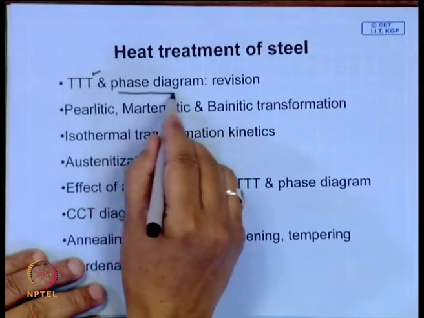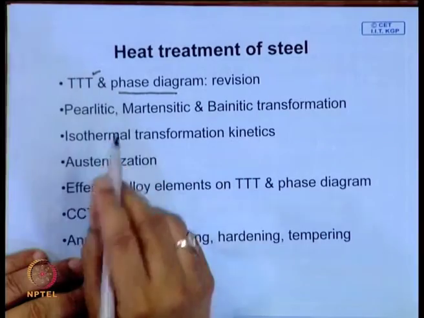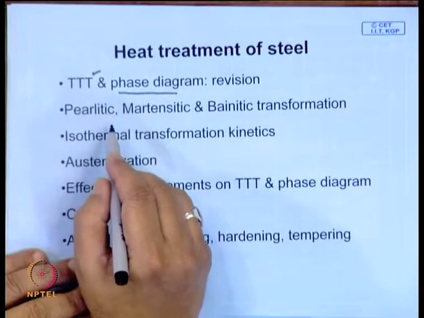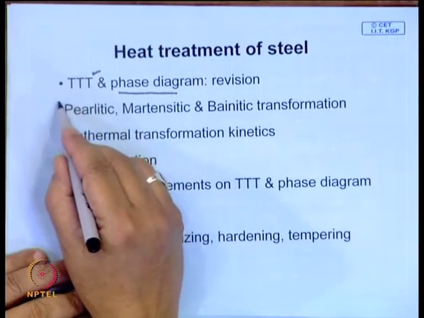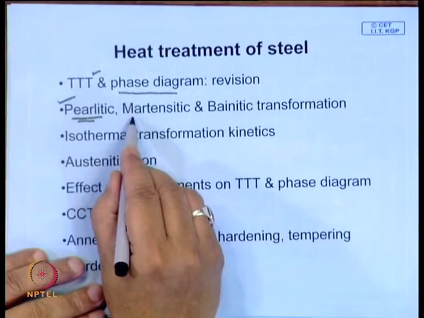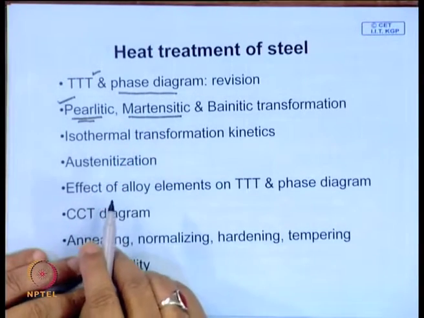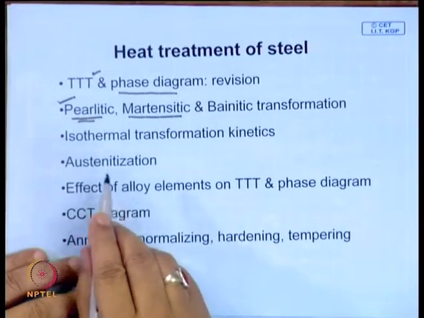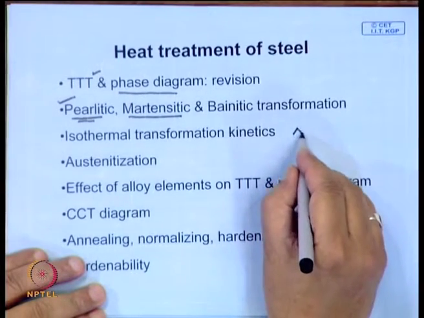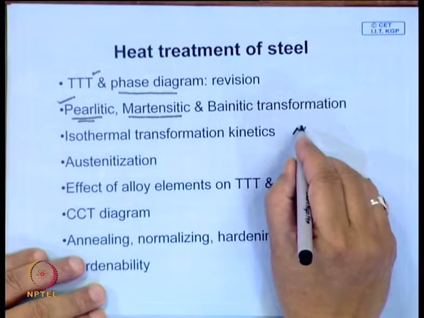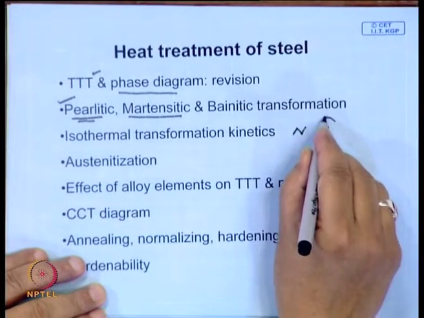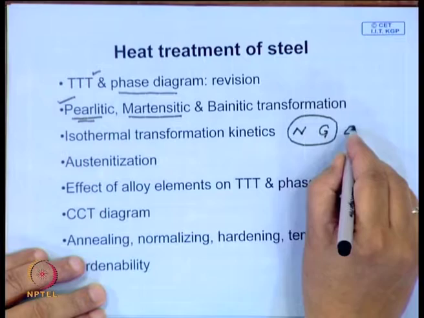The phase diagram also has an important feature, and there are three distinct types of reactions that take place. Some are isothermal and some are athermal. Like we talked about pearlitic transformation, which is an isothermal transformation, and at the other extreme we looked at martensitic transformation, which is an athermal transformation. We also looked at isothermal transformation kinetics, which is a process where you have simultaneous nucleation and growth of the transformation product. We discussed this with respect to eutectoid steel.